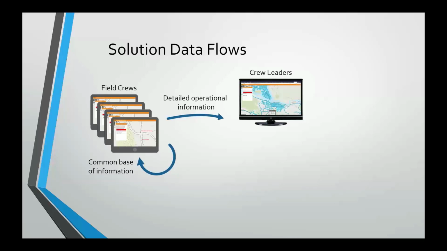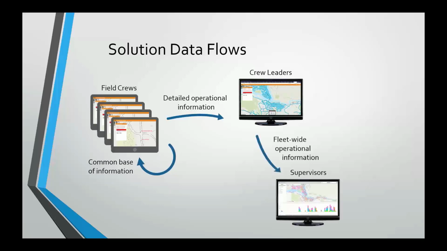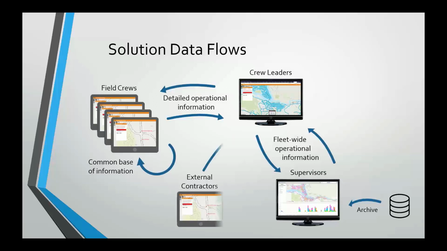This same map is seen by crew leaders, so they now don't have to be in the field monitoring their crew's activities so much to know what's going on. And I'll show you some examples of this in a minute. The information is also summarized in a series of dashboards for supervisors, so they can see citywide the progress of current operations and can also review previously archived events. Supervisors can pass information back to crew leaders, and crew leaders do the same with their operators.